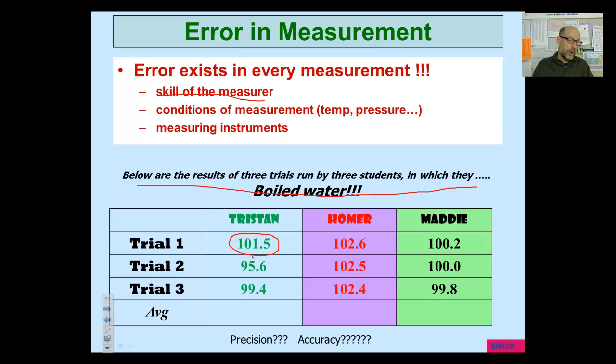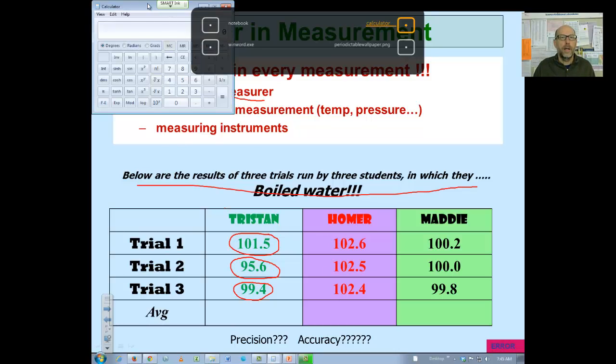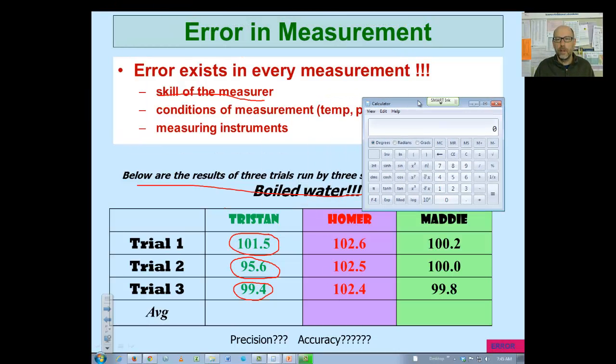And so he poured that water out, and he filled it full of water again, and he boiled some more water. And then this time he said, all right, 95.6. All right. And then the next time he did this, he got 99.4. Now, if you look at the average of this, all right, let's take a look here. Move this over.